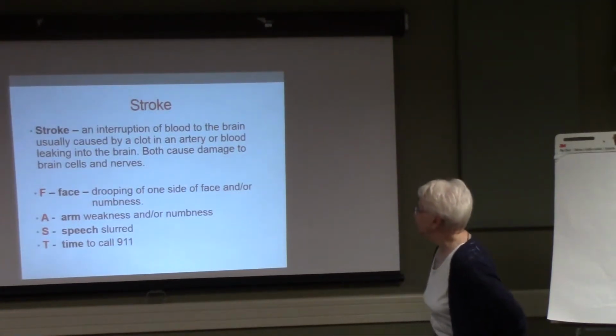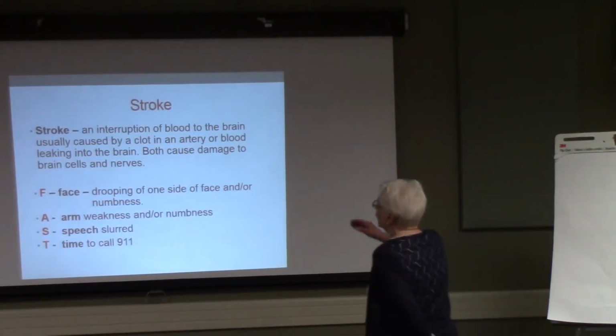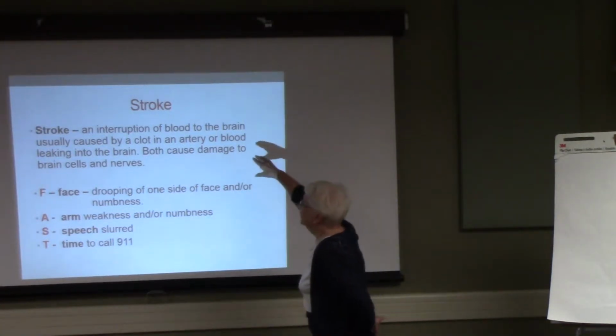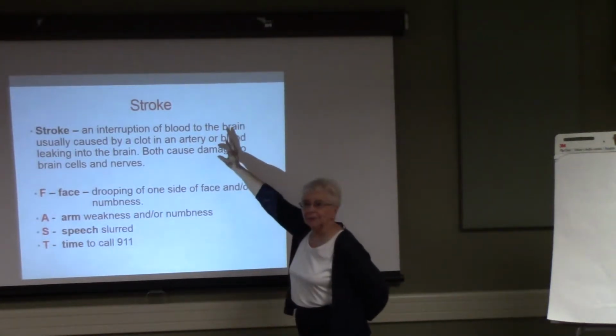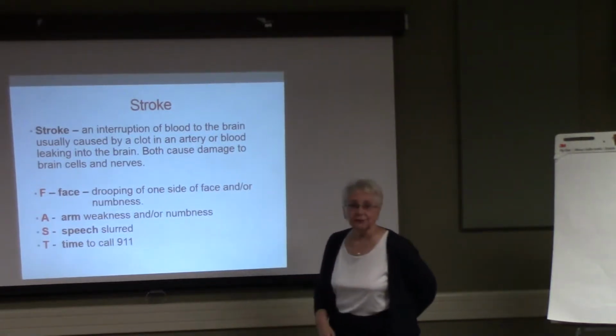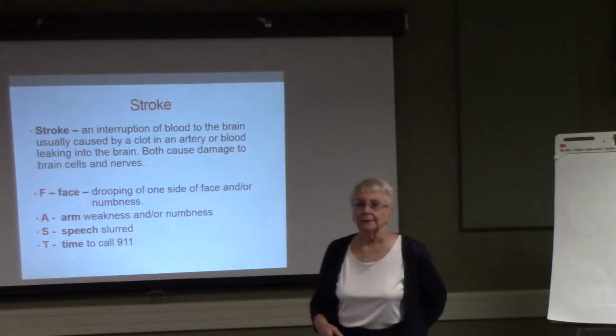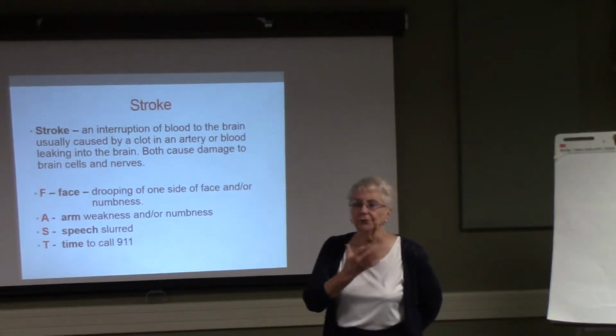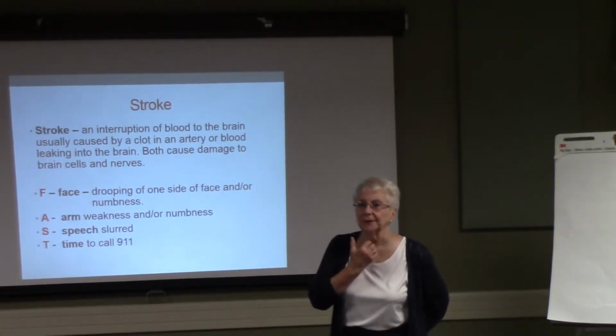And stroke is basically the same thing. You either have a clot or you have bleeding, just like heart attack with the blood clot. Causes damage to brain cells and nerves. It depends on what part of the brain. The symptoms are going to be whatever's affected here.